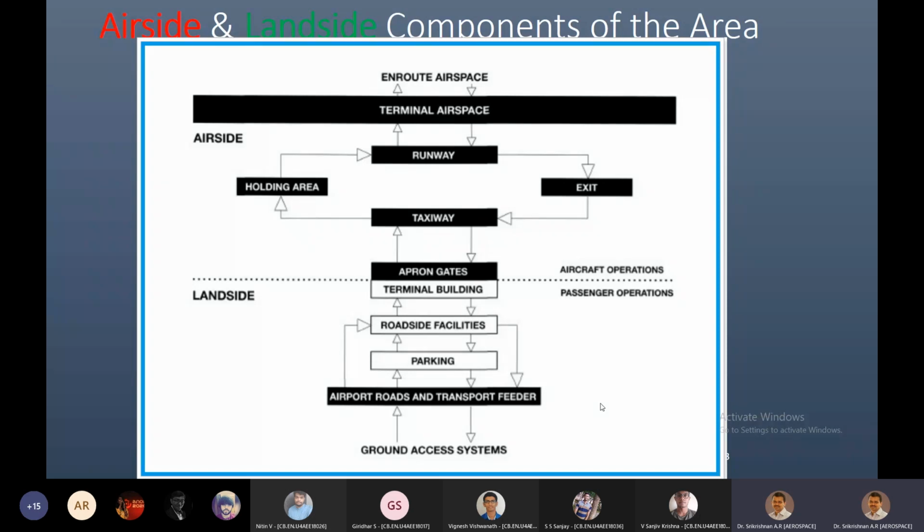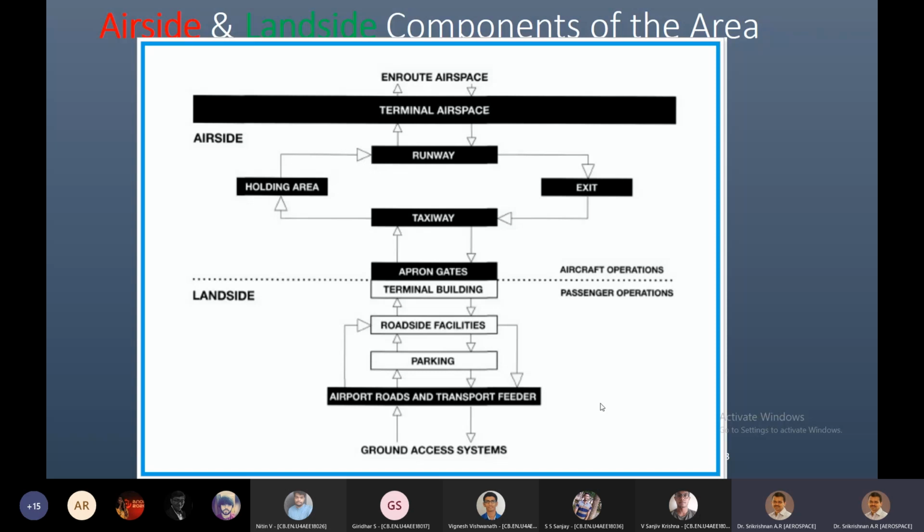Once you approach the airport, get out from your means of ground transport and enter the airport, the next most important area that you come across is the terminal building. We'll see what all constitutes the terminal building later, but the terminal building is the next point that you get through, obviously for your security checking, checking in the luggage, ticketing, boarding pass, etc.